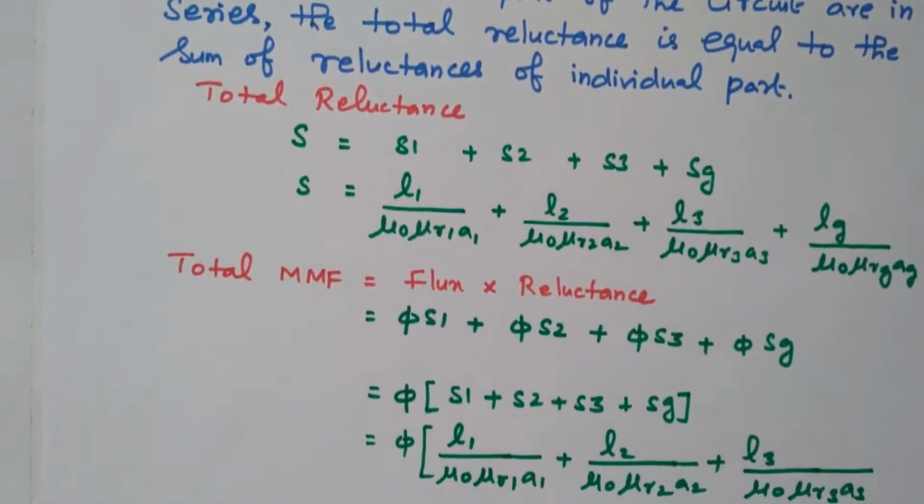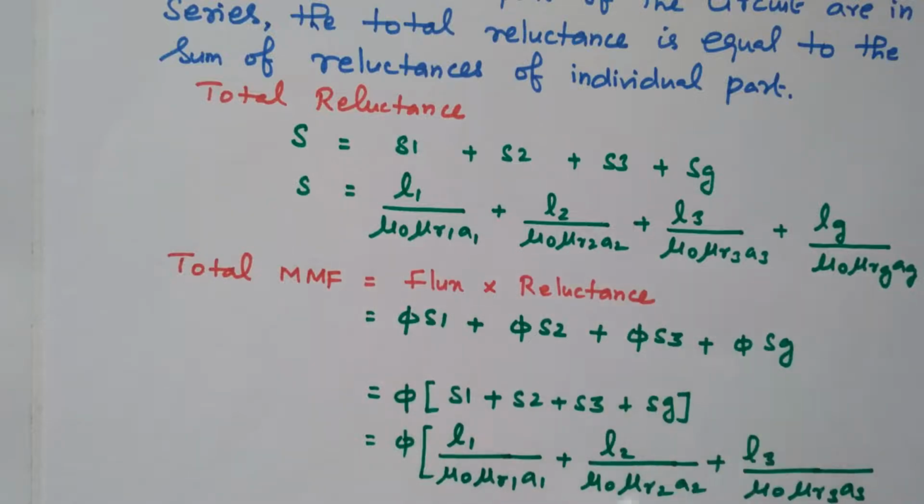We already discussed reluctance. S can be written as L divided by mu naught mu r into A. So a general formula is available, like resistance has resistivity. S1 equals L1 divided by mu naught mu r1 into A1, for the first magnetic material. S2 equals L2 divided by mu naught mu r2 into A2 for the second, and S3 equals L3 divided by mu naught mu r3 into A3 for the third. Then for the air gap, Sg equals Lg divided by mu naught mu rg into Ag.